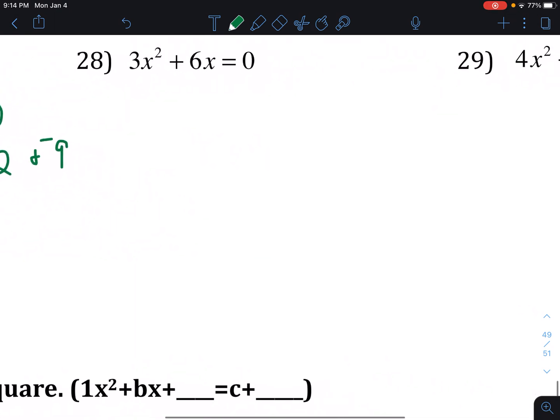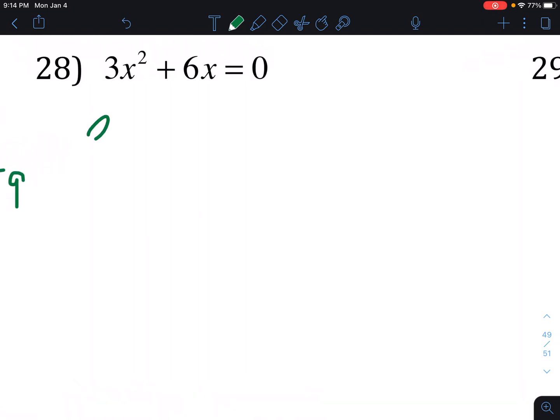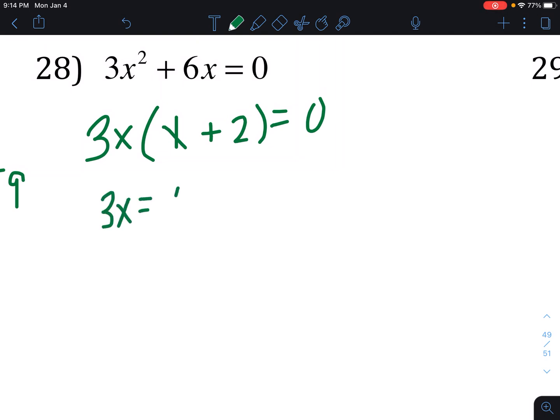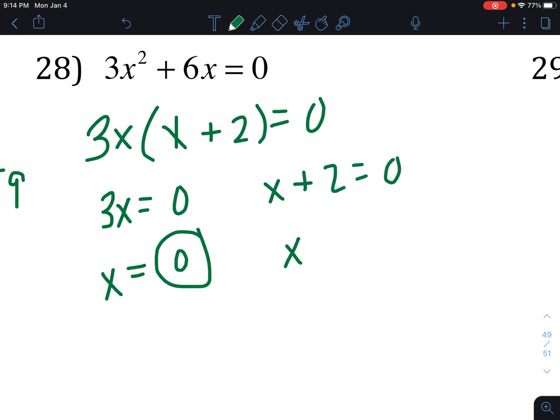All right, 28 is set equal to 0. Is there a GCF? Yes. I got a GCF of 3x. Divide by 3x to have 1x plus 2. So it's factored. Answer time. 3x equals 0. So that would be 0. And then x plus 2 equals 0. Subtract 2.